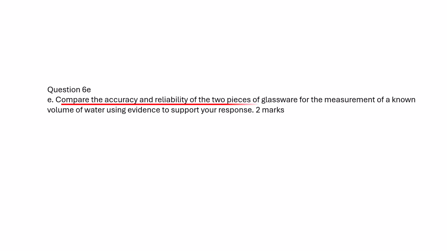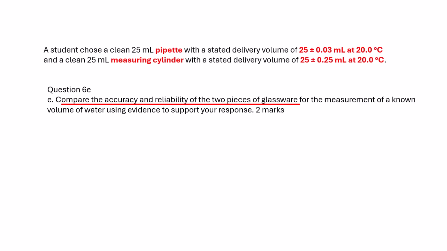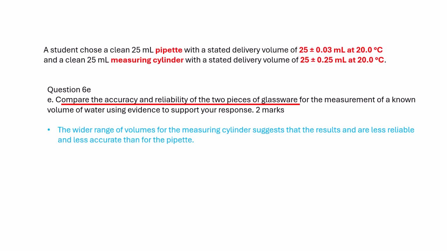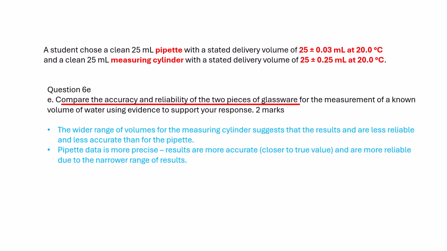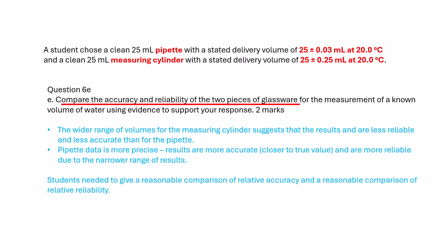Compare the accuracy and reliability of the two pieces of glassware for the measurement of a known volume of water using evidence to support your response. The wider range of volumes for the measuring cylinder suggests that the results are less reliable and less accurate than for the pipette. Pipette data is more precise since results are more accurate, closer to the true value, and are more reliable due to the narrower range of results.